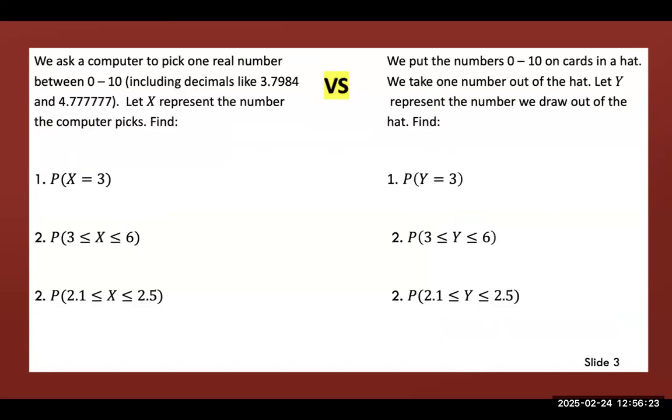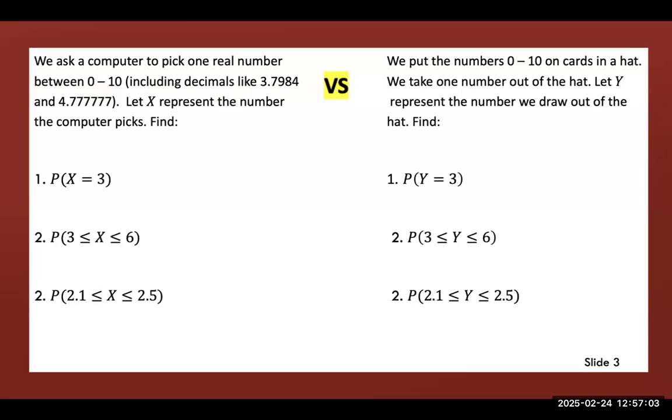Let's see if we can find probabilities of continuous random variables and compare them to discrete random variables. So on the left, I have a computer that has to pick one number between 0 and 10, and I want it to include decimals like 3.7984 or 4.77 repeating. So any real number between 0 and 10. And I'm going to let X represent the number the computer picks. And I want to find certain probabilities, like what's the probability the computer picks the number 3? Or the probability it picks a number between 3 and 6, or between 2.1 and 2.5? We're going to try to answer these.